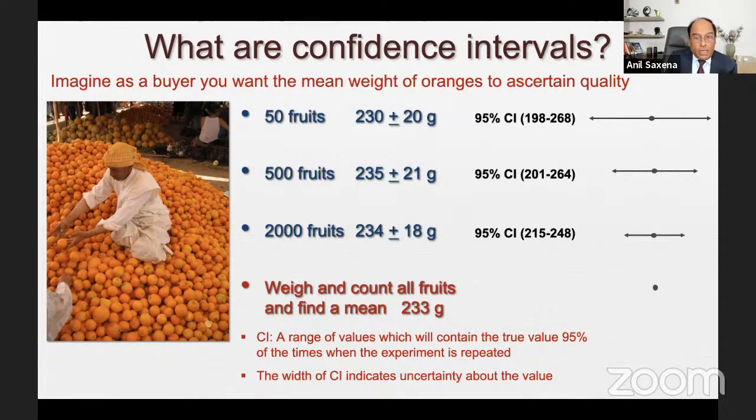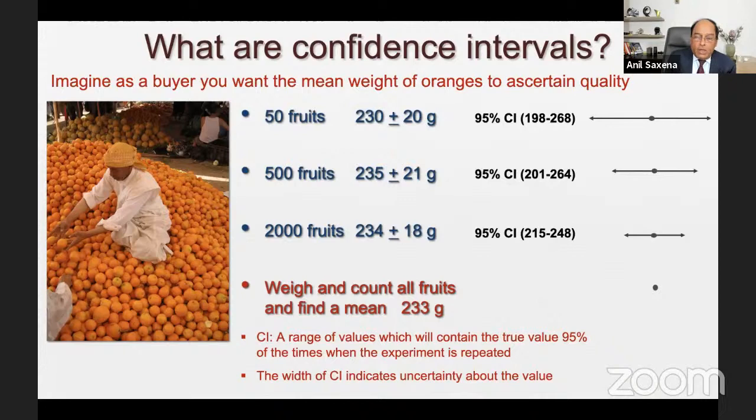Now it will give you a more correct value. If you take 2000 fruits, the confidence interval will be further smaller. So it is basically quantifying uncertainty for you, making it more certain that this is the interval that will contain the true value if you repeat the experiment 95% of the time. By convention we use the 95% confidence interval. There are some trials which are also done with a 97.5% confidence interval, but mostly what we use is the 95% confidence interval.